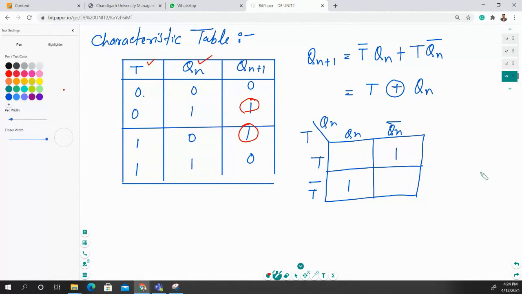So T and Qn, these are the two inputs. T is changing from T to T bar, and Qn is changing from Qn to Qn bar, and you have to place the one value across this K map. So where is this one value? T bar and Qn. This is your first one. Then the second one is T Qn bar. This is your second one. There is no possible combination right here. So we will represent these values as T into Qn bar, this is your first, plus T bar into Qn, this is the second one.